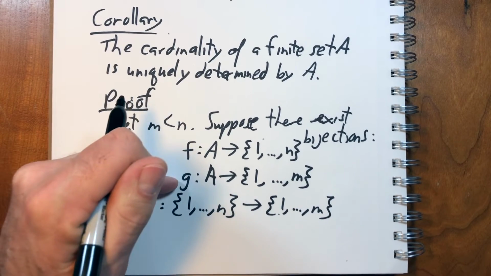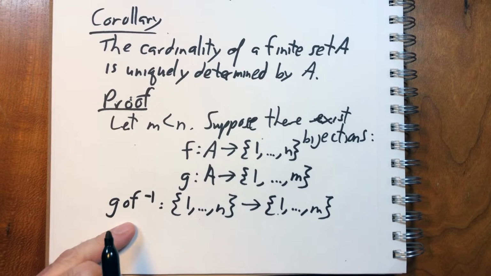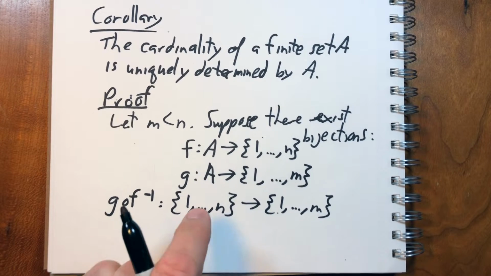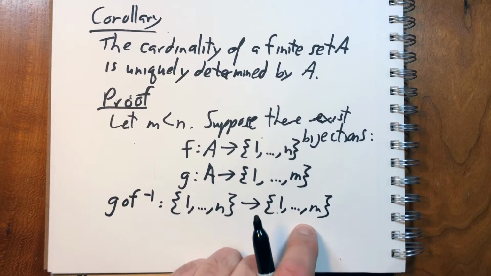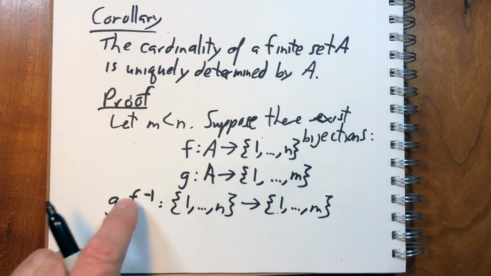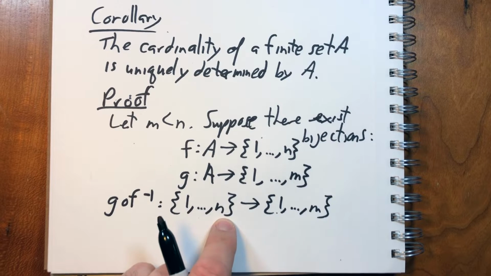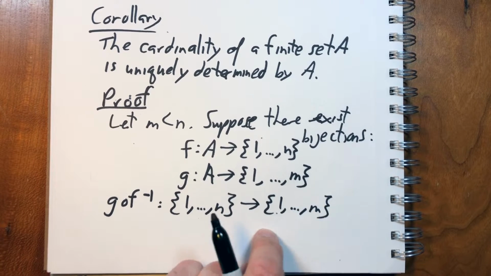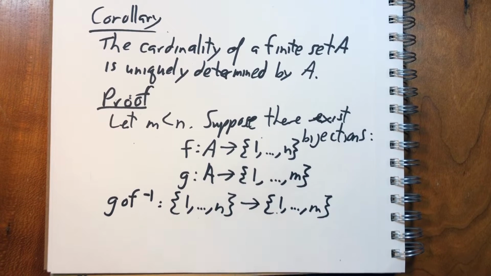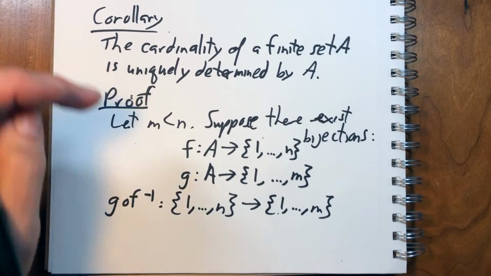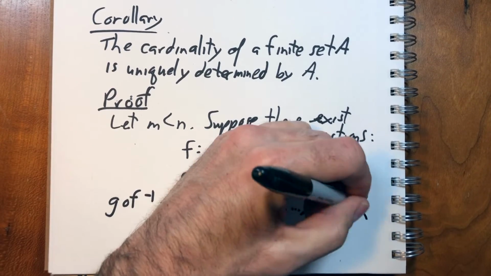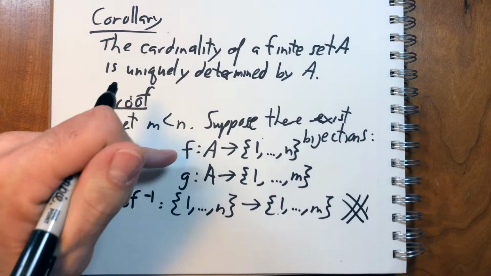And these are both bijections, so this is a bijection. That means that we have a bijection from 1 to n to 1 to m. But that means that this is a bijection from a finite set to a proper subset of itself, which contradicts what we just said here. This is impossible.